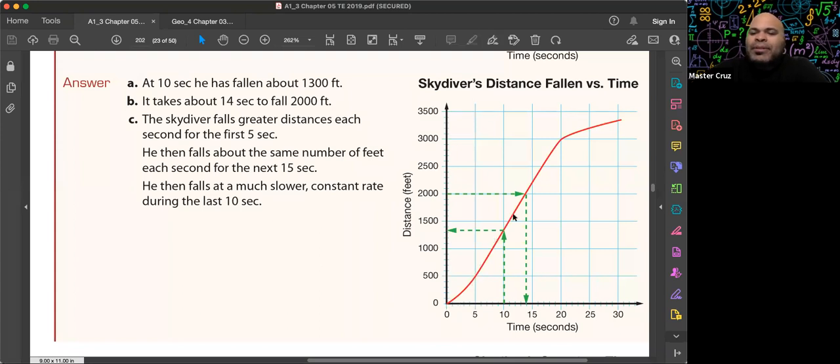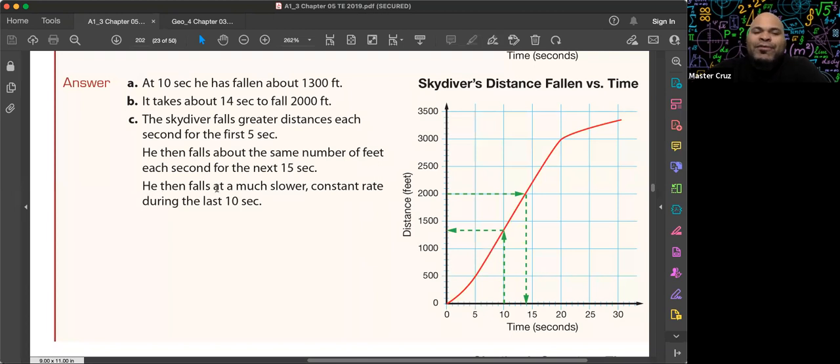And then look what happens here. It is also increasing, so that says he then falls about the same number of feet each second for the next 15 seconds. And the reason for that is this is a straight line. Because it is a straight line, that means the rate of change is constant, is the same.